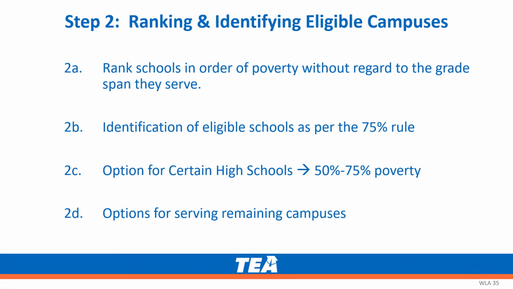This concludes step 2 of the Within-LEA Allocations process, which is ranking and identifying eligible campuses. In this step, we learned how to rank schools in order of poverty without regard to the grade span they serve. We learned about identification of eligible schools as per the 75% rule. We learned about options for certain high schools that have a poverty percentage between 50% and 75%, and additional options for serving remaining campuses.